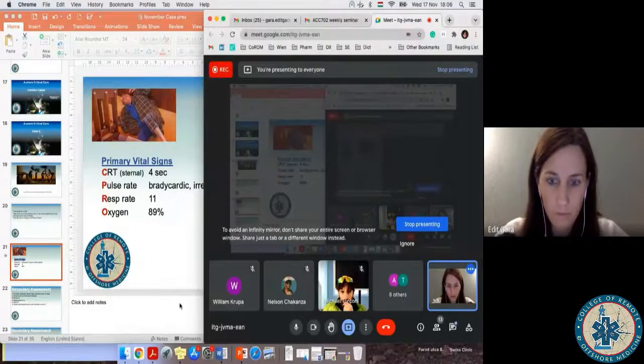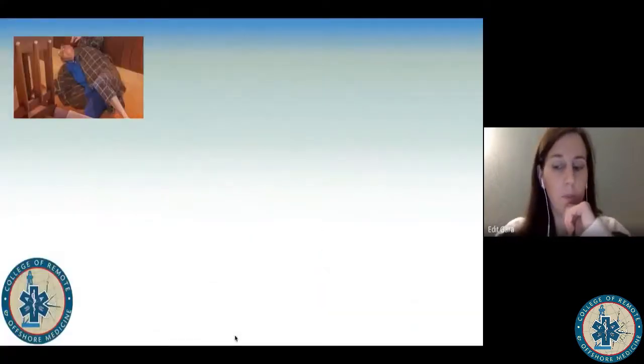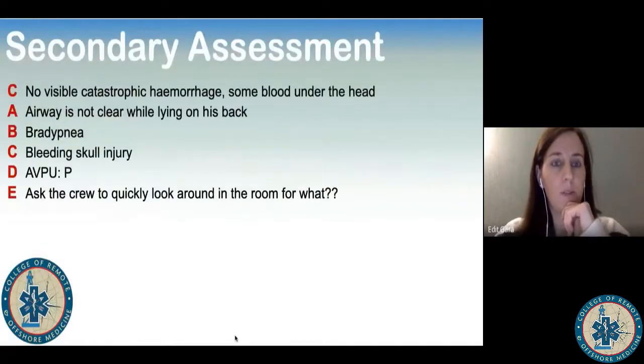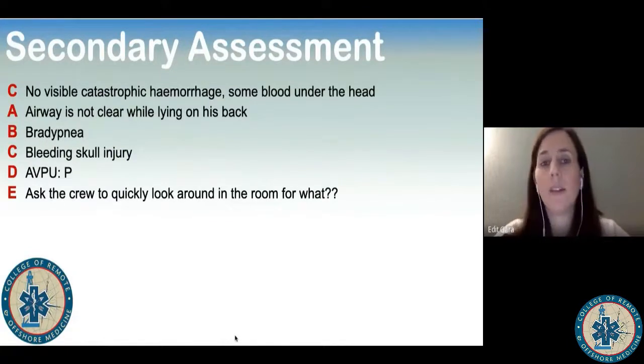After the primaries, you do the secondary assessment, and no catastrophic hemorrhage, as I just said. You find some blood under the head, so he might have had a fall and hit his head, and he's lying on his back, as you see. So the airway is not really clear, because of the level of consciousness, just jumping to D, it is B, so he is not perfectly able to protect his airway. So you need to take good care of the airway.